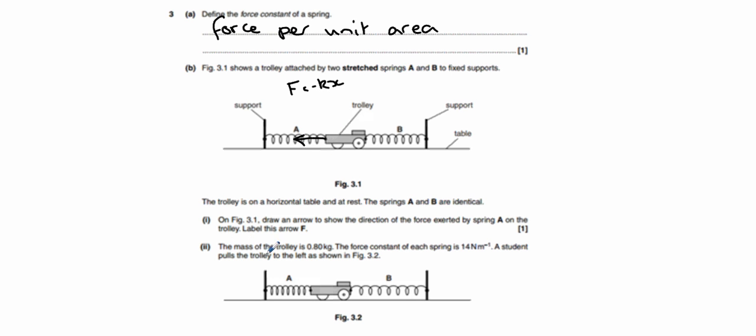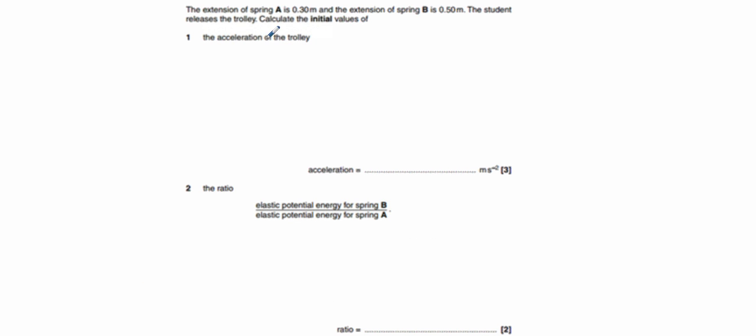So the next part, the mass of the trolley is 0.8 kilograms. The force constant of each spring, remember they said they're identical springs, is 14 newtons per meter. A student pulls the trolley to the left as shown below. So the student moves the trolley to the left. And then it says the extension of spring A is 0.3 meters and the extension of spring B is 0.5 meters. The student releases the trolley. Calculate the initial value of the acceleration of the trolley.